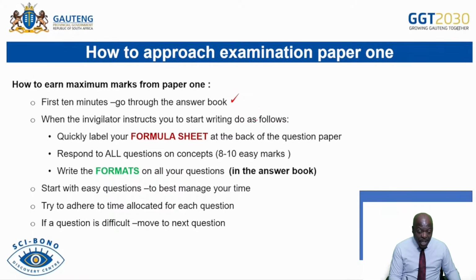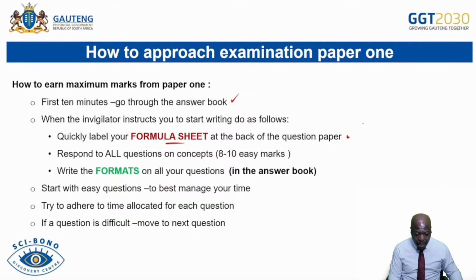And then when the invigilator tells you to start writing, you must quickly label your formula sheet. Remember, at the back of your question paper, there's a formula sheet. You must be able to understand which particular financial indicators are there, because you're only given the formula, but you're not given the specific name. So you need to know which particular financial indicator that is.